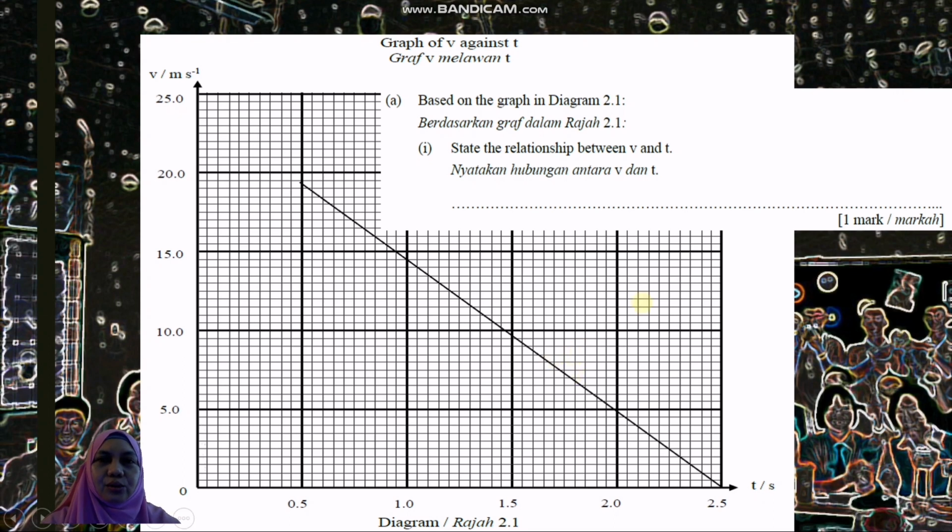A. Based on the graph, state the relationship between v and t. If you refer to this graph, we can see that it is a straight line graph showing that v is decreasing as t is increasing. So what can you say about this kind of relationship? Yes, v decreases linearly with t.